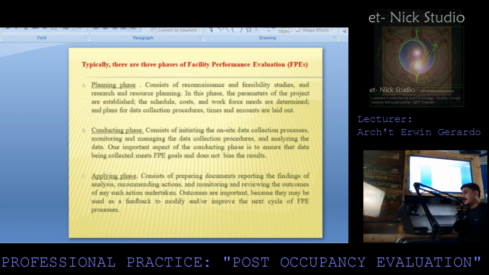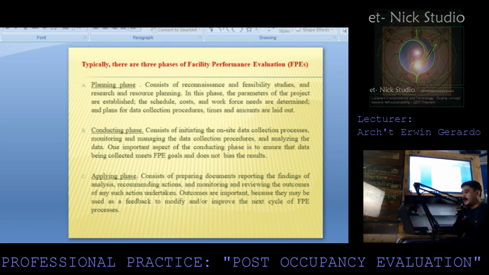Typically, there are three phases of facility performance evaluation. Letter A, the planning phase, consists of reconnaissance and feasibility studies, and research and resource planning. In this phase, the parameters of the project are established, the schedule, cost, and workforce needs are determined, and plans for data collection procedures, times, and amounts are laid out.